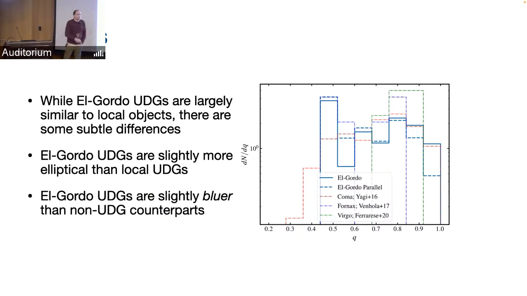And we are starting to see some differences, where UDGs in El Gordo seem to be a little bit more elliptical than their local counterparts. If you look in Coma, the distribution rises to a certain point, and then you're not seeing a lot of face-on systems. But in these El Gordo UDGs, we're seeing more of a flat distribution.